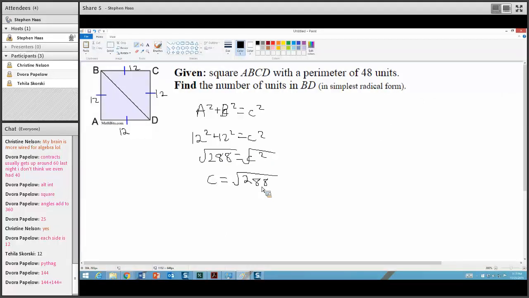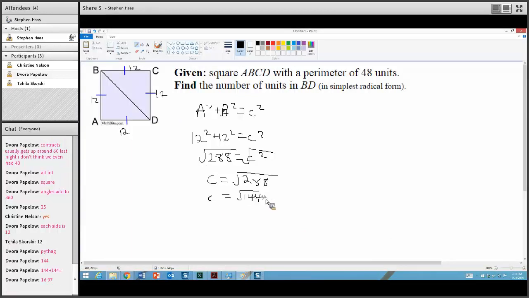Can we? This is really something from the algebra course that hopefully you may remember how to do. The answer is yes. We can take this into a perfect square and a non-perfect square. We can change 288 into the square root of 144 times the square root of 2. And we can change the square root of 144 into 12. So we can change this into 12 root 2.